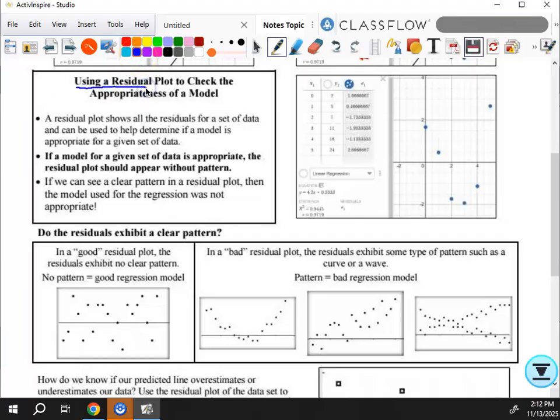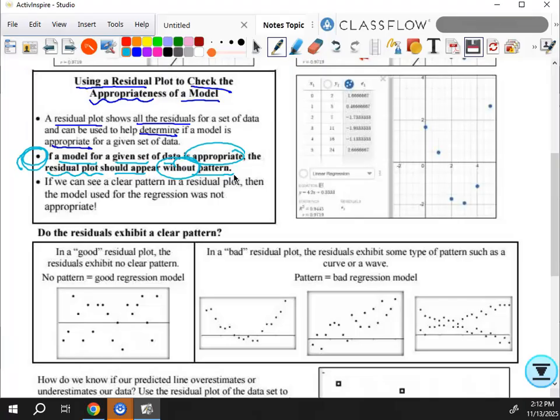So, using a residual plot to check the appropriateness of a model. You're going to be asked, look at this residual plot. Do you think this model is appropriate? And you have to know how to answer that question. So we know that a residual plot shows all residuals for a set of data and can be used to help determine if a model is appropriate for a given set of data. So here's the super important part. If a model for a given set of data is appropriate, the residual plot should appear without pattern. That means it'll just look like a random mess. Random mess is good, pattern is bad.